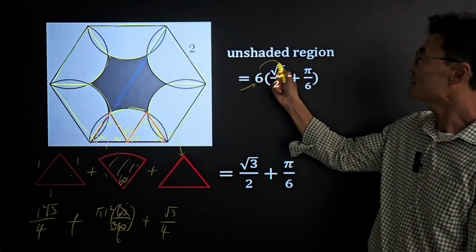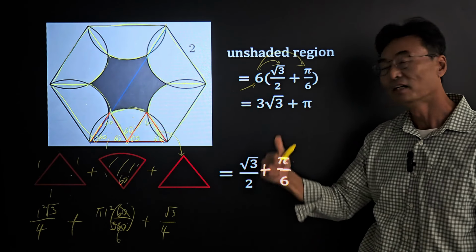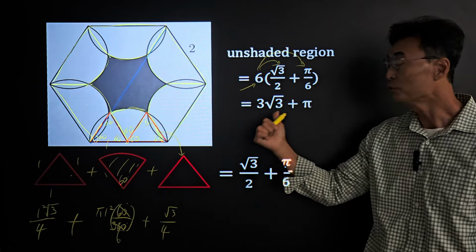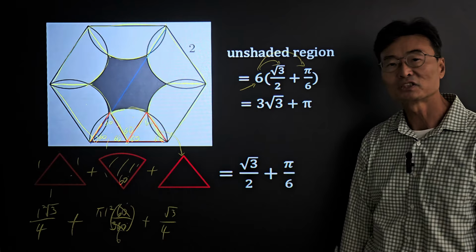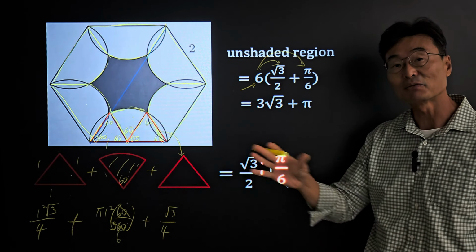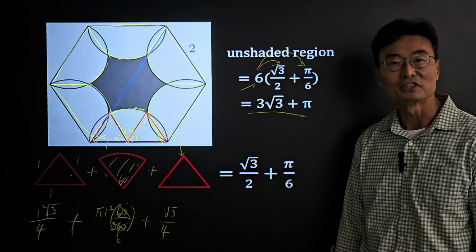And if you take that 6 and distribute it into the parentheses, we end up with 3 root 3 plus pi. Now let's go ahead and complete this question by taking that area of the hexagon that we found earlier and take away this unshaded region.